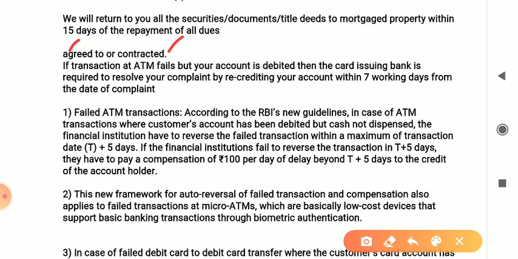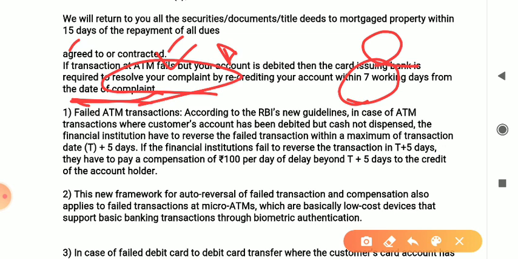If the transaction at the ATM fails and the account is debited, the card issuing bank is required to resolve your complaint by crediting your account within 7 working days from the complaint. So in case of ATM failure, if your ATM transaction failed and money was deducted from your account, in that case the issuing bank has to resolve your complaint within 7 days of the complaint, right?